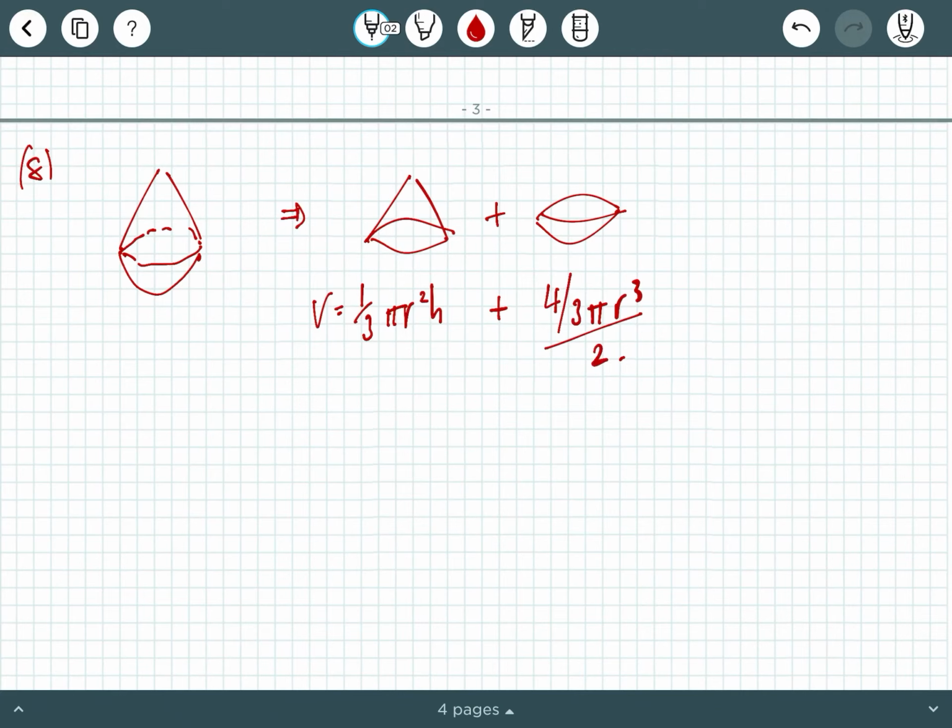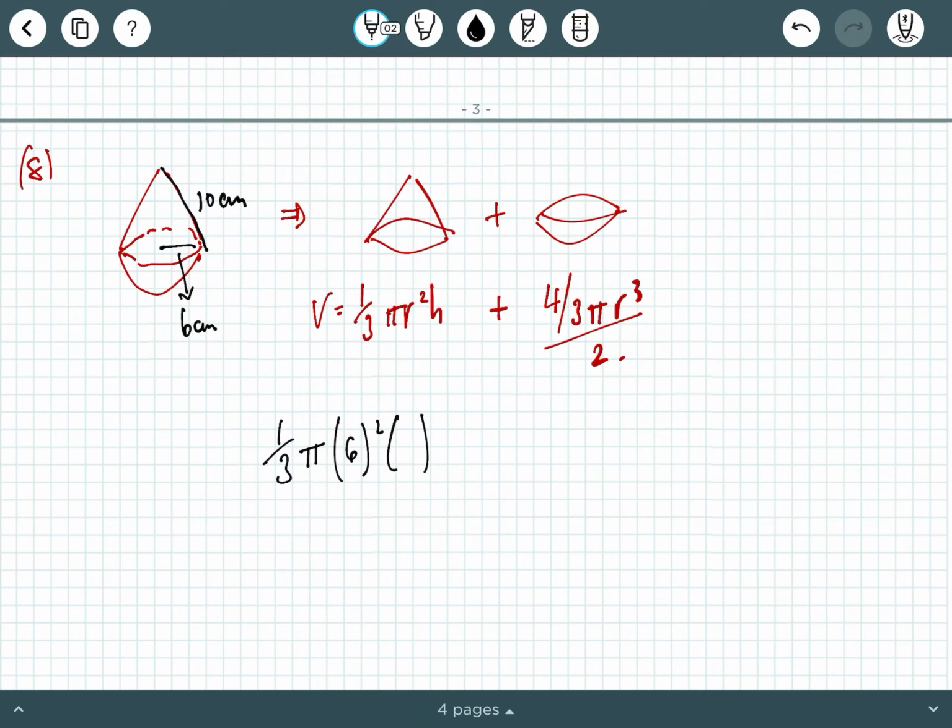So let's work that out. Changing to a black pen here. So 1/3, we're going to leave pi as pi, in terms of pi. What did they give us? They gave us r, which is 6 centimeters, and they gave us the slant height to be 10 centimeters. So it's pi times 6 squared times h.